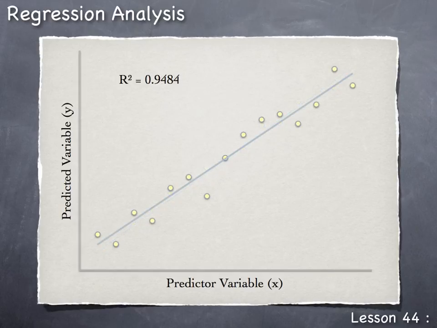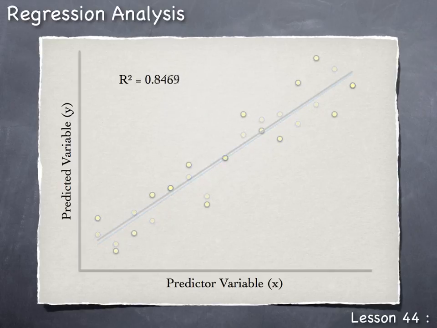Even at r squared values of 0.9484, you can see that some of the data points fall a little bit further away from the regression line, but still this overall pattern can be used to make good predictions. A coefficient of determination value r squared of 0.8469 looks like this. Here you can see there's a little more variation of the data points around the regression line. Still, the linear regression model does a pretty good job of making predictions in this case.